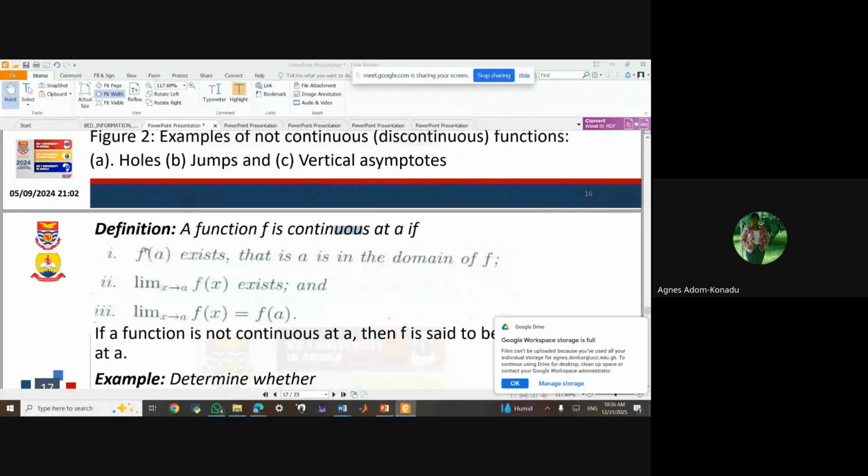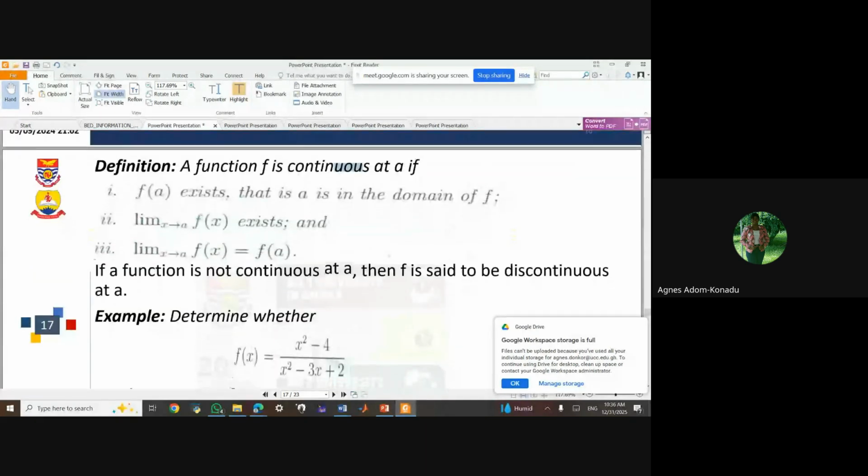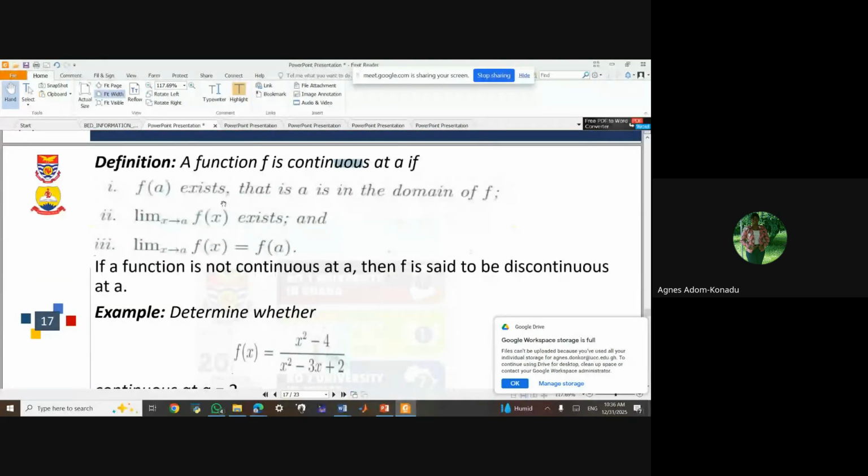Then you compare your one and two. If your one is equal to two, then you conclude that the function is continuous. If a function fails any of the three rules, then it means that the function is not continuous. So if a function is not continuous at a, then f is said to be discontinuous at a.